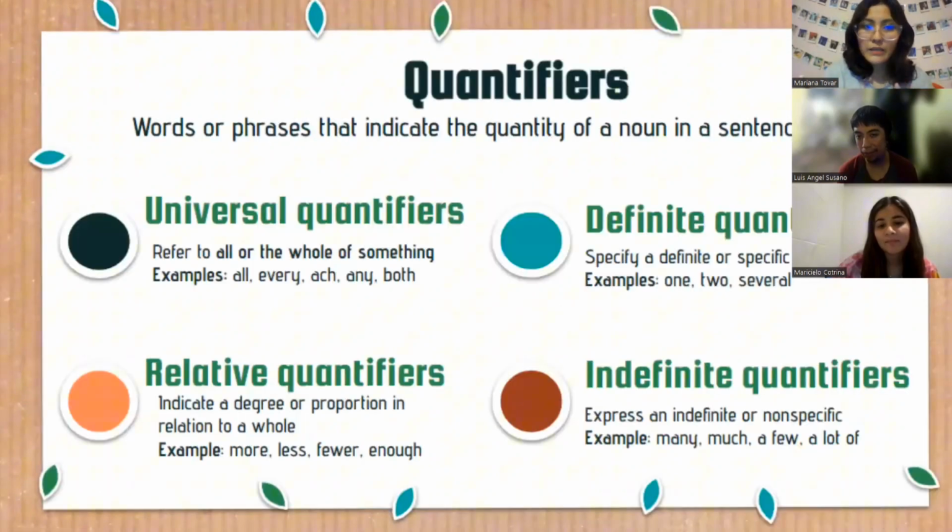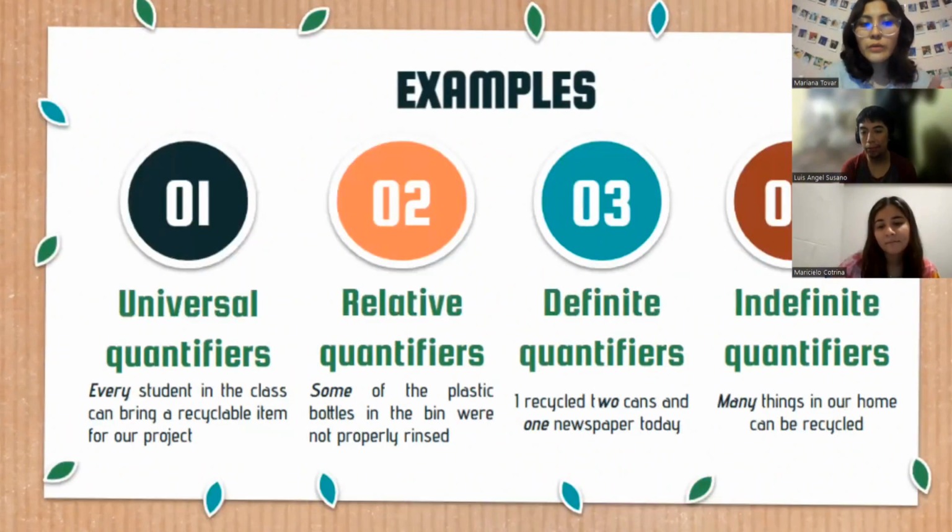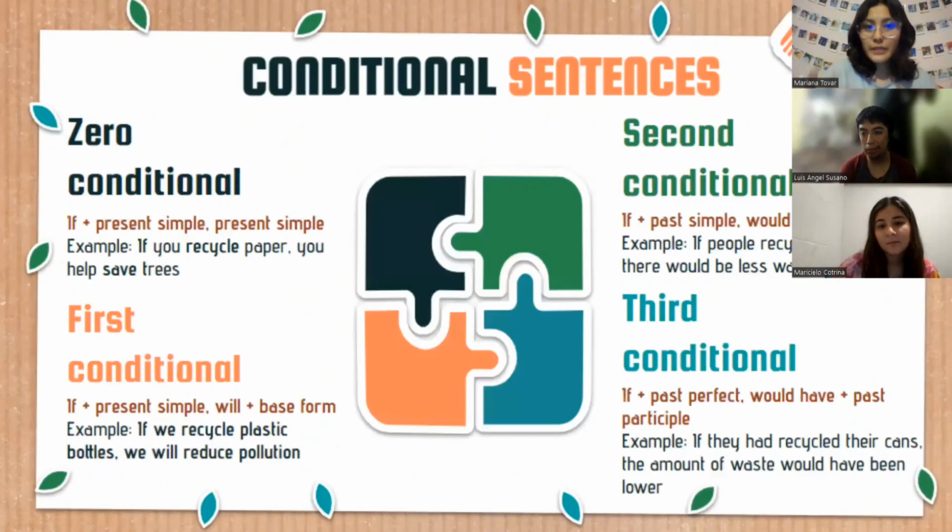First, the teacher will explain the quantifiers, the 4 types of quantifiers. As you can see here, we have the universal quantifiers, the relative quantifiers, and the definite and indefinite quantifiers. She will also show them one example for better understanding. And then she will explain the conditional sentences. As we can see here, she will show them the 4 types of conditional sentences: the 0 conditional, 1st conditional, 2nd conditional, and 3rd conditional, each with their corresponding structure and an example.